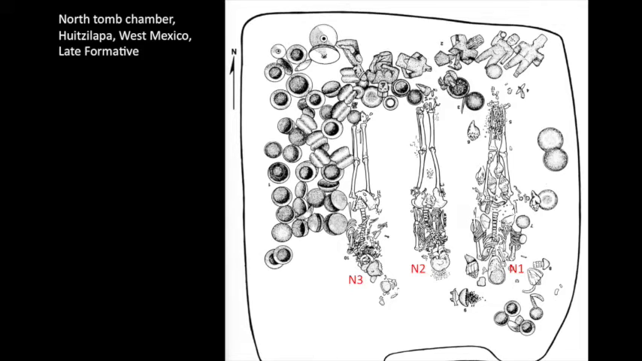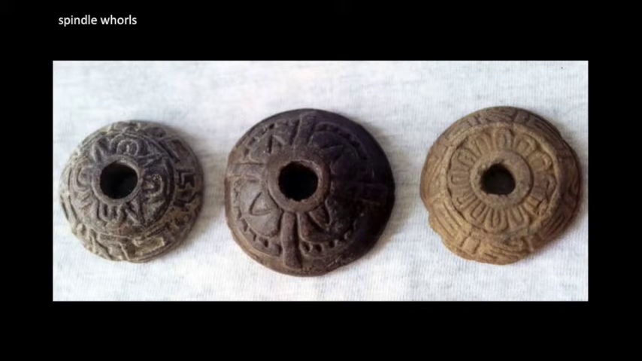If N1 was the most important burial in the tomb, his companions also have distinct and interesting grave goods. At N2, a man also had the remains of a spear thrower by his right hand, just as N1 did. N3, a woman, had, in contrast, spindle whorls by her right hand. Spindle whorls are small ceramic discs with a hole in the center. And here's what they look like.